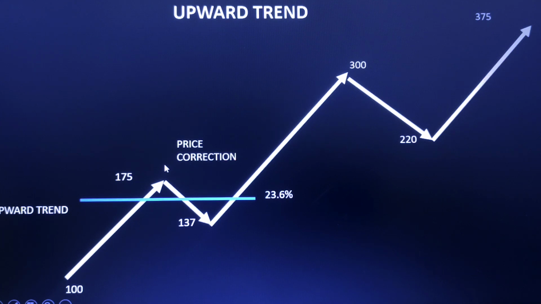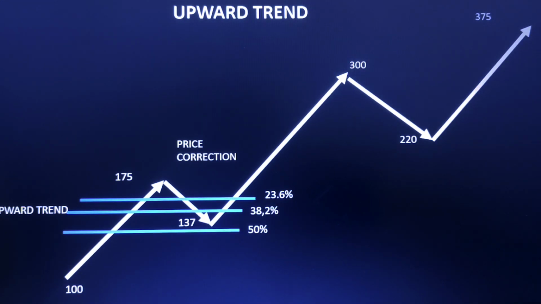We will get the first level at 23.6, the second at 38.2 percent, the third at 50 percent, and the fourth at 61.8 percent. Once we connect from 100 to 175, the swing low to the high, because it is an uptrend, we have to connect from low to high level. When we connect this, we will get these four levels.